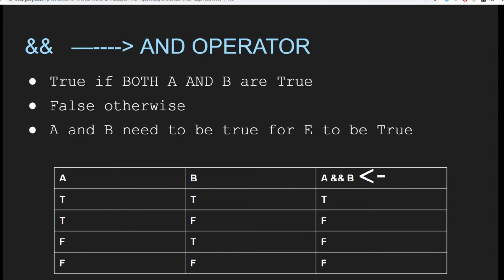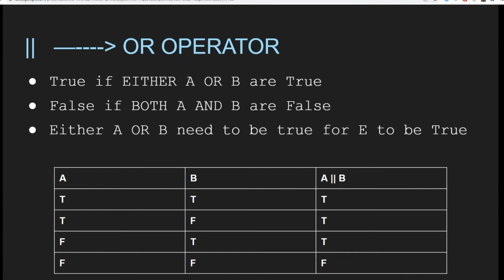and false in all other cases. And the last operator, the two lines like this next to each other, is the OR operator. It is true if either A or B are true, or both of them are true. It is only false if both A and B are false, right? And you can see here at the bottom that if A and B are false, A or B becomes false.